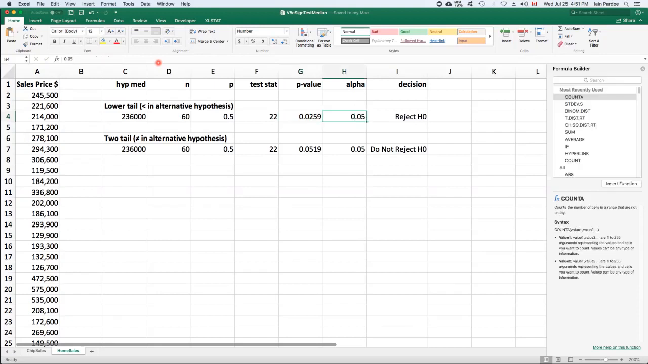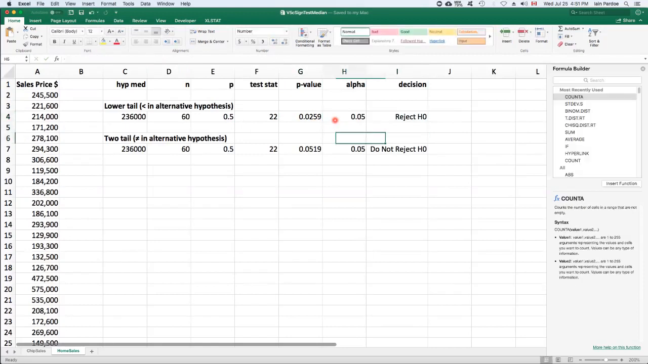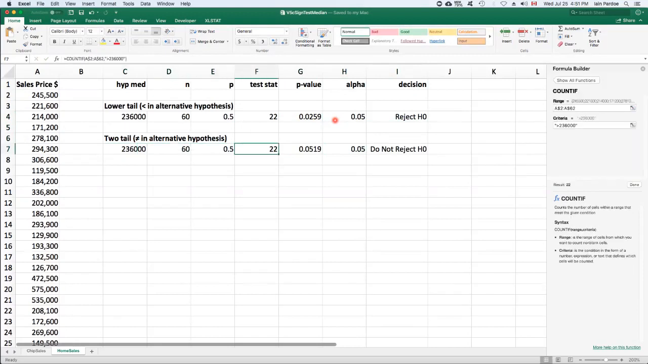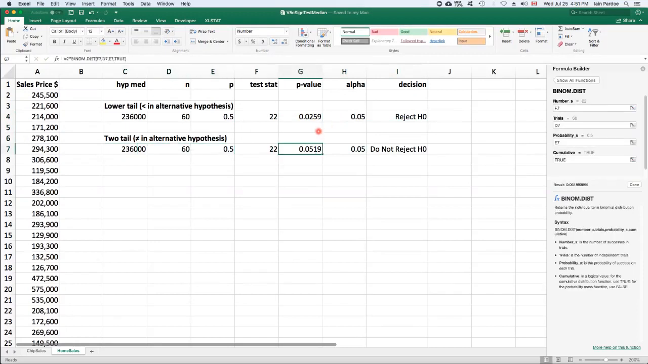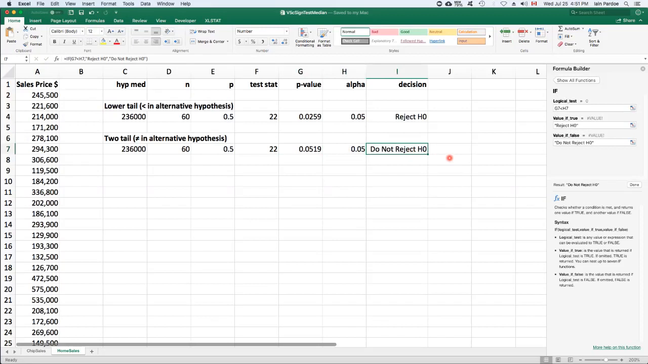If we do this test at a significance level of 0.05, we will reject the null hypothesis because 0.0259 is less than 0.05. If we did a two-tail test here, all these values are the same. The number that differs is the p-value, and it'll be twice the size of the p-value for the lower tail test. So it's actually 0.0519. It's bigger than 0.05, so if we were doing a two-tail test here, we would fail to reject the null hypothesis.